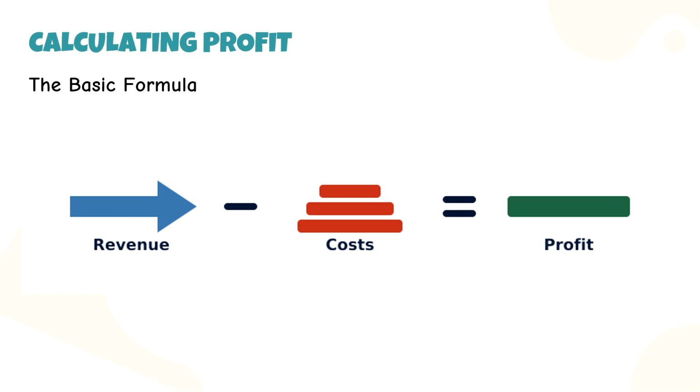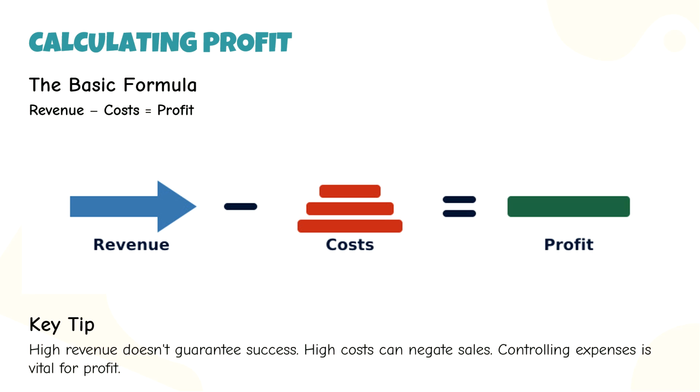So the basic formula for profit would be the total money that your business makes minus the total costs that your business has to pay equals the profit in your business. High profit does not mean that the business is going to succeed, as high costs can often wear down the amount of sales that the business has. Therefore, it is important to control your business expenses for profit.